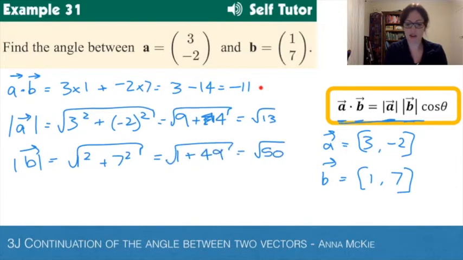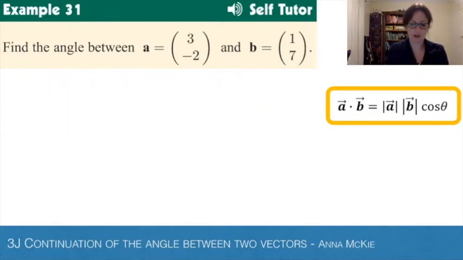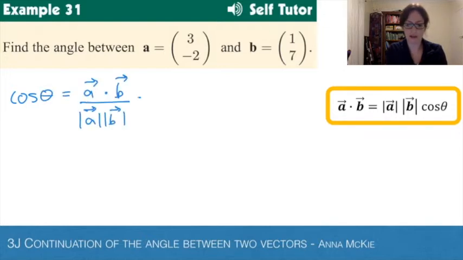So these are the components that we're going to need to substitute into the formula here. I'll do that on the next screen. Rearranging the formula there, because we're solving for cos theta, I'll write the formula out there. Then we're going to substitute in the numbers that we worked out on the previous screen.